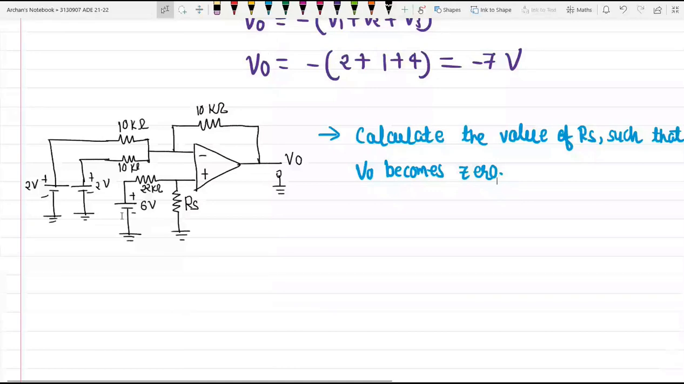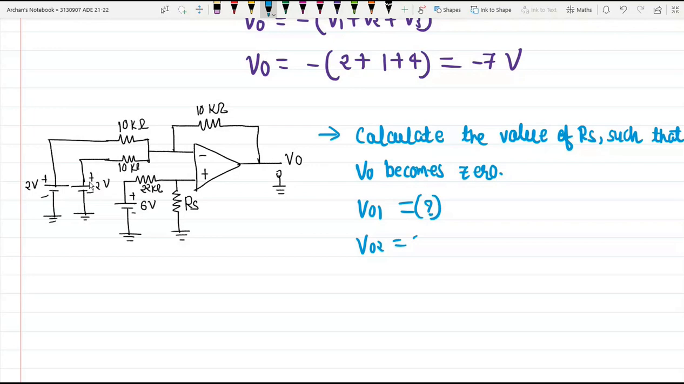Now this will become an inverting summer amplifier. Just find out the output voltage in that case, and let us call this output voltage V01. Then in the next step you need to suppress these two 2 volt batteries. We replace these 2 volt batteries by ground, and hence you will be able to find another output voltage, V02. So the output voltage V0 will be equal to V01 plus V02.